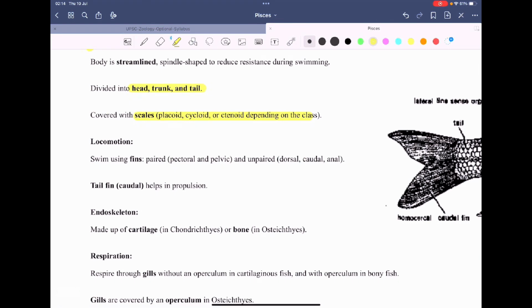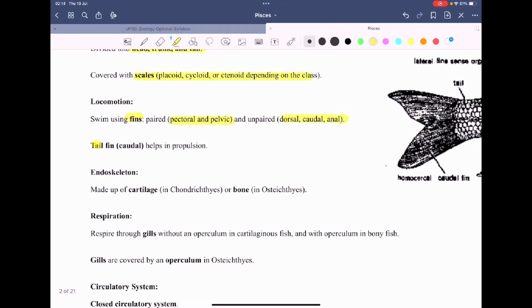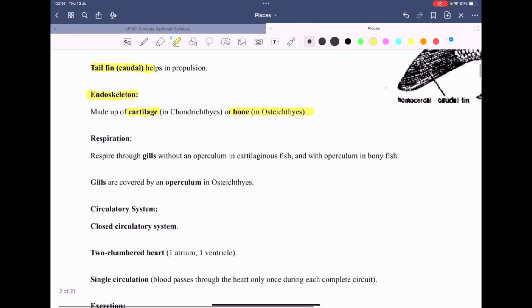And the locomotion is using the fins, whether through the pectoral or pelvic fins, or even due to the dorsal, caudal or anal fins. The tail fin is also called a caudal fin, and it helps in the propulsion. The endoskeleton is made up of either cartilage in case of chondrichthyes, or bone in case of the osteichthyes. The respiration is through gills, and the gills are covered by the operculum. In case of chondrichthyes, there is no operculum.